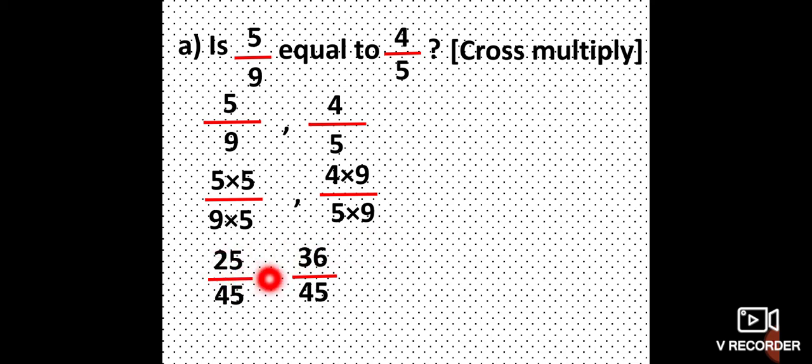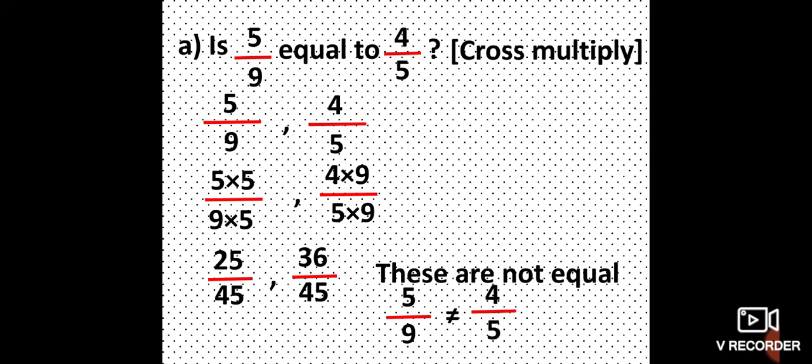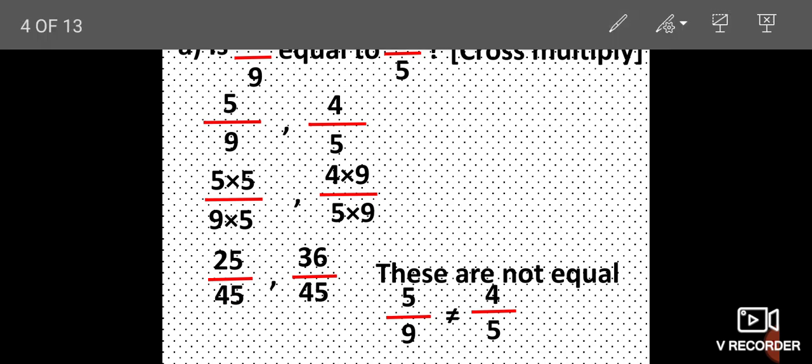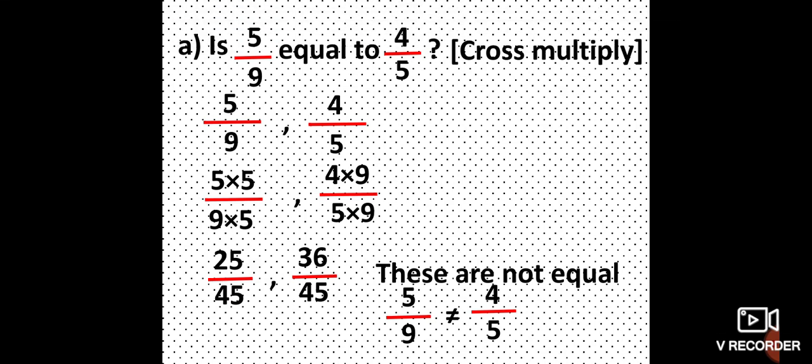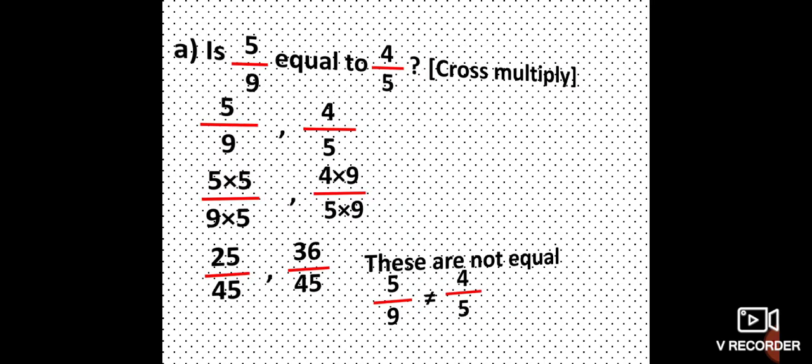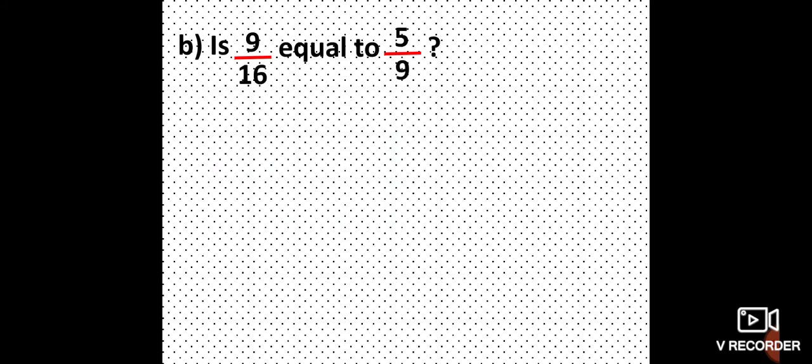Now the denominators are equal, 45, 45. Then is it same? Are 25 by 45 and 36 by 45 the same? No, these are not equal. Therefore, we can write 5 by 9 not equal to 4 by 5. The symbol is not equal. Just like this we have to do the other three questions.